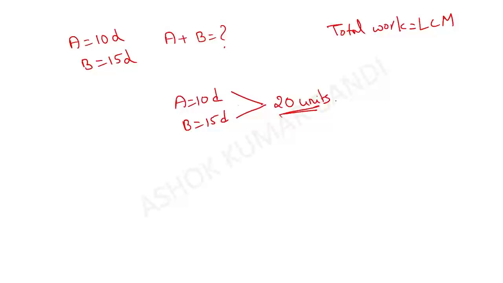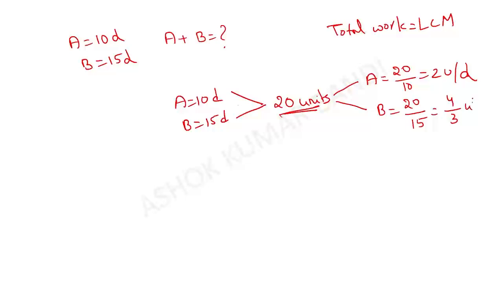You just need to find out how many units they can do in one day. If A can do 20 units in 10 days, means he can do 2 units per day. Similarly, B can do 20 units in 15 days. That means that he can do 4 by 3 units per day.